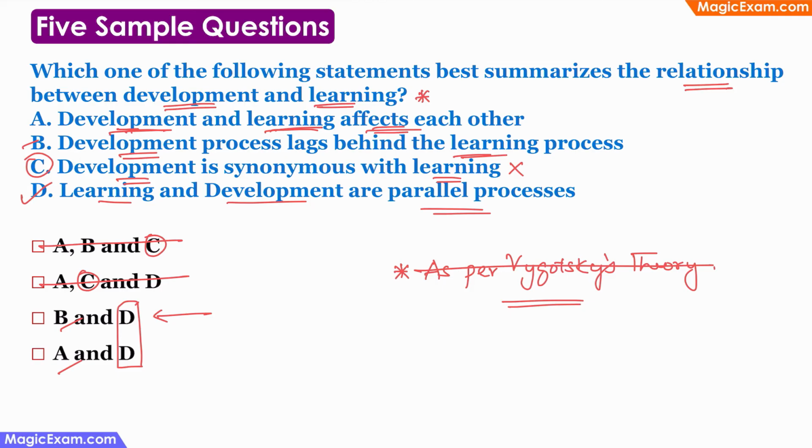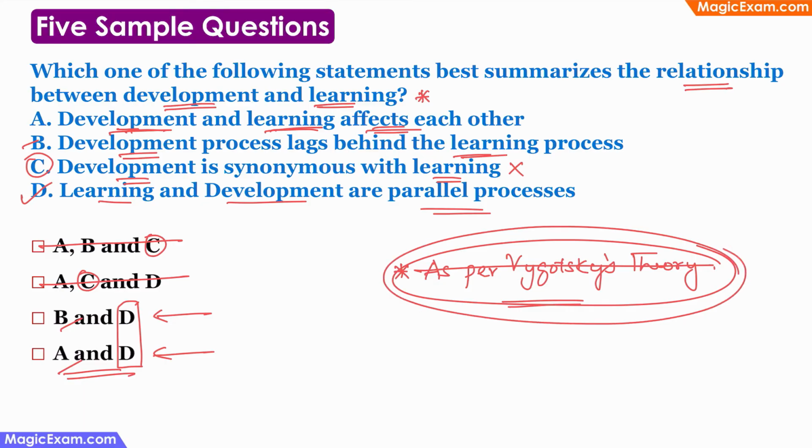Therefore, if we are not specifically talking about Vygotsky's theory, then the last option, which says A and D, this will be the correct answer. So, whenever you see this question, see whether there is clarification on whether we are talking about Vygotsky's theory or we are just talking about development and learning in general, because that will decide which one of these is the correct answer.